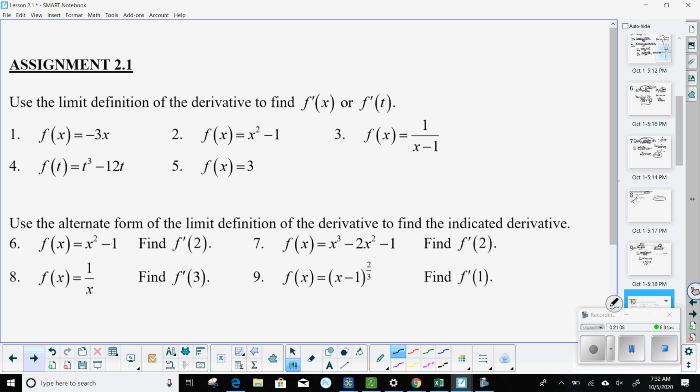So those are the two things you're practicing. You'll see 1 through 5 on your assignment. You're finding the limit definition. On 6 through 9 on the assignment, you're using the alternate form. The rest of it, you're going to be doing some reviewing, including the last section. Actually, it's some really simple stuff, like adding and subtracting fractions and some exponent rules. But that'll be really helpful to us as we go into 2.2, the next section there.